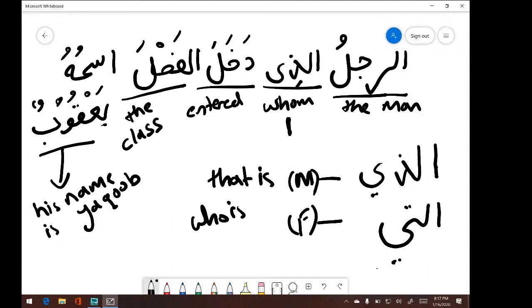Alladhi dakhal al-fasla, the one who entered. Allati tazawwajat rajulan, the one who married a man. Alladhi akala ta'ama, the one who ate the food. So this is all alladhi. القلم الذي على المكتب, the pen that is on the table. You see the use of الذي. So now make a sentence with الذي. Short one.